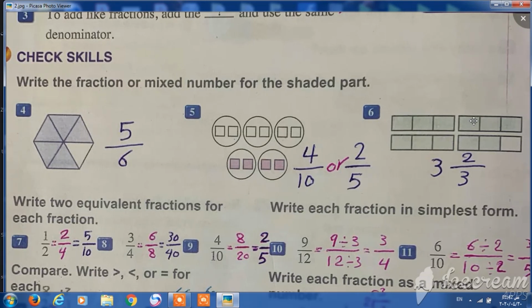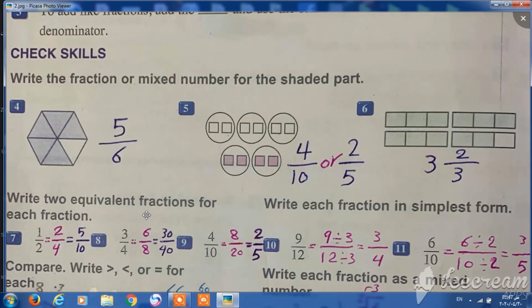And from there we have 3 whole pictures, so it's a mixed number. Write 3, and after that we have 2 colored parts in 3 parts. Write 2 over 3.